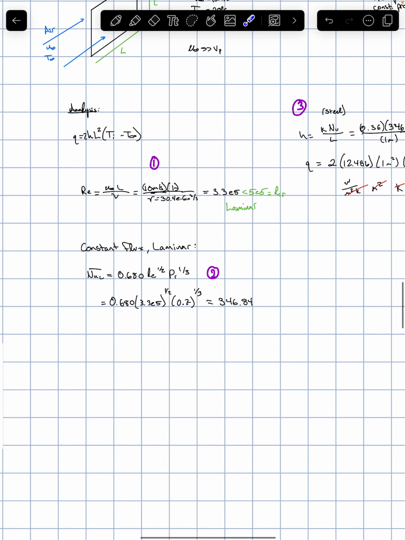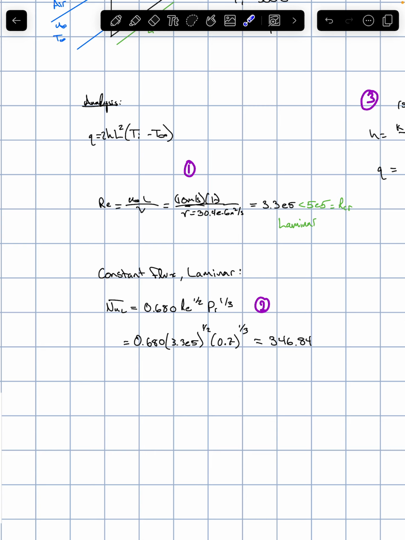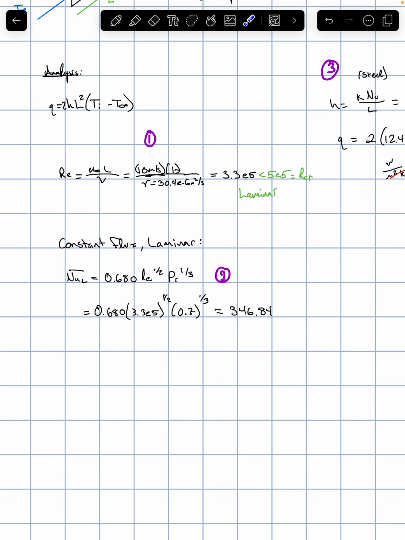So starting out with the analysis, to find our rate of heat transfer, we're going to go ahead and shoot for this equation. Q is equal to 2 times the convection coefficient, length squared, so the area, times our difference in temperature. So in order to have this, we need to find our convection coefficient. So we're going to go ahead and use the Nusselt number to do that.